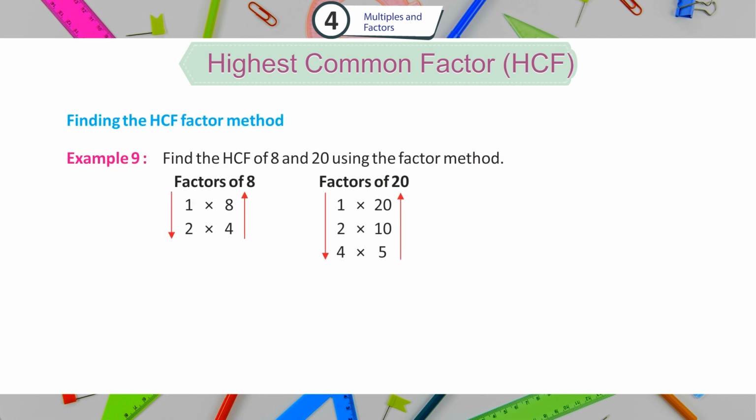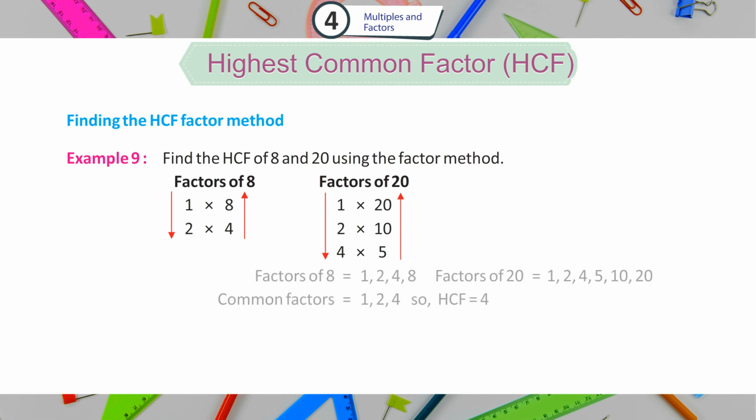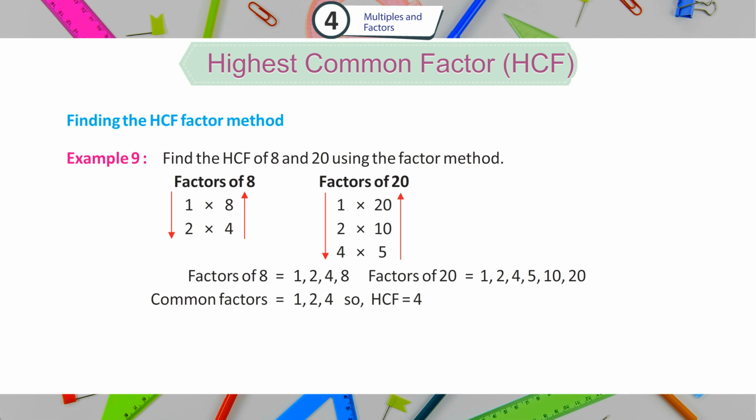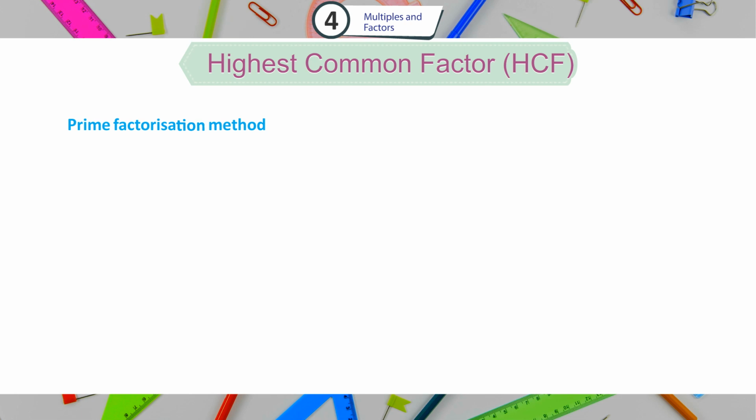Finding the HCF, factor method. Example 9. Find the HCF of 8 and 20 using the factor method. Factors of 8: 1 into 8, 2 into 4. Factors of 20: 1 into 20, 2 into 10, 4 into 5. Factors of 8 are 1, 2, 4, 8. Factors of 20 are 1, 2, 4, 5, 10, 20. Common factors are 1, 2, 4. So HCF is equal to 4. Therefore, the HCF of 8 and 20 is 4.